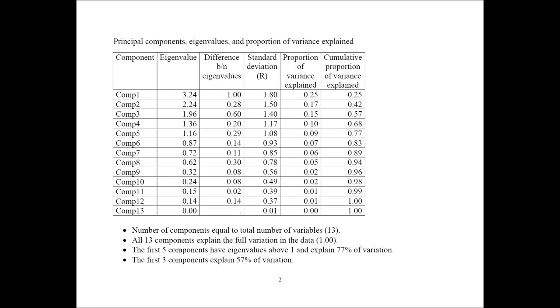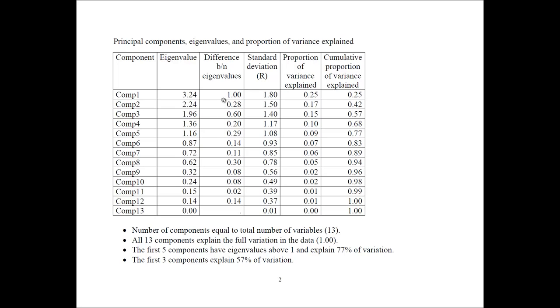Okay, so once we have the data analyzed with principal component analysis, this is the first table that you usually encounter. These are the principal components, the eigenvalues, and the proportion of variance explained. Here you have 13 original variables, and these are the different components that were estimated, from 1 to 13, because there are 13 variables. These are the eigenvalues for the different components. Here are the eigenvalues that are above 1, up to 5, and then the rest are below 1.